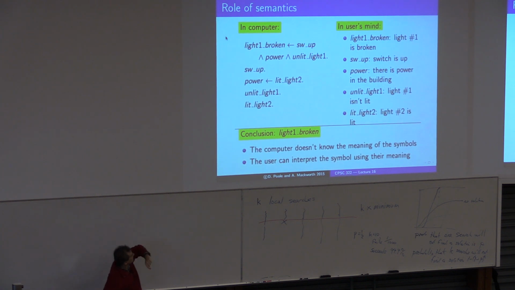But then we're going to tell the computer the things on the left, and the computer's going to come back and say, light 1 is broken. The computer doesn't know the meaning of the symbols on the right, but we have meanings in our heads. So we're going to write down things, tell the computer things, and it's going to give us conclusions. The computer doesn't know the meaning of the symbols. However, I can interpret this symbol because I have meanings for the symbols.